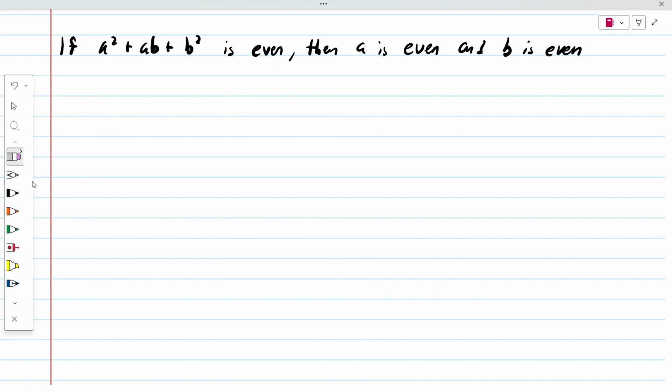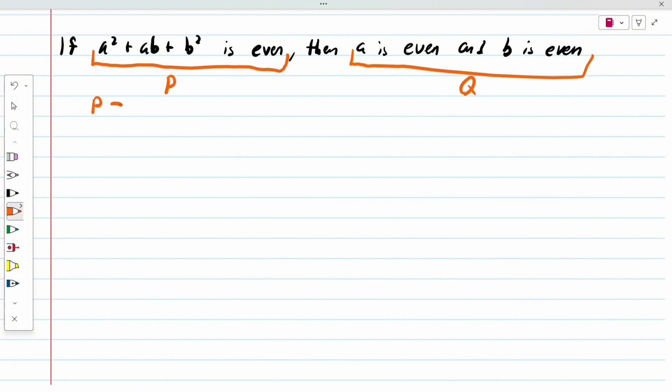So if we had a statement, let's say we take this a squared plus ab plus b squared being even as p, and then a and b being even as q. If in this case we have if p then q, the contrapositive is if not q then not p. So we have if not q then not p. And so we have to write this in words now. Okay, so first we have this not q. So I'm going to write this a little bit still using this kind of notation. So we have if not a is even and b is even.